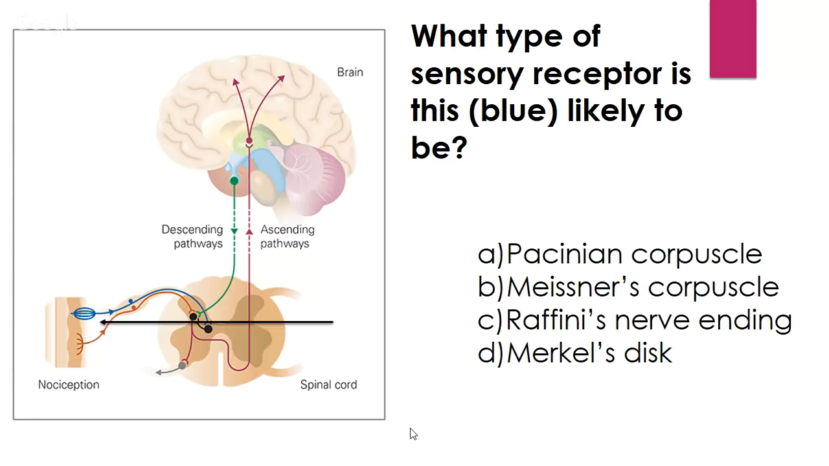Okay, what type of sensory receptor is this blue one likely to be? Yeah, well done. You want a chocolate? Would you like a caramel, a koala, or a Freddo?